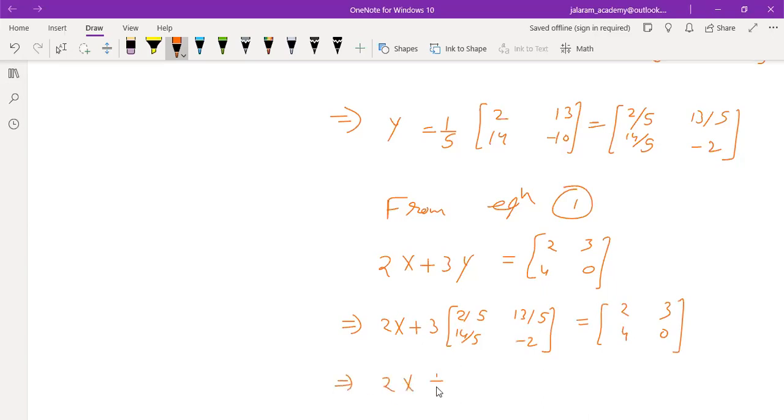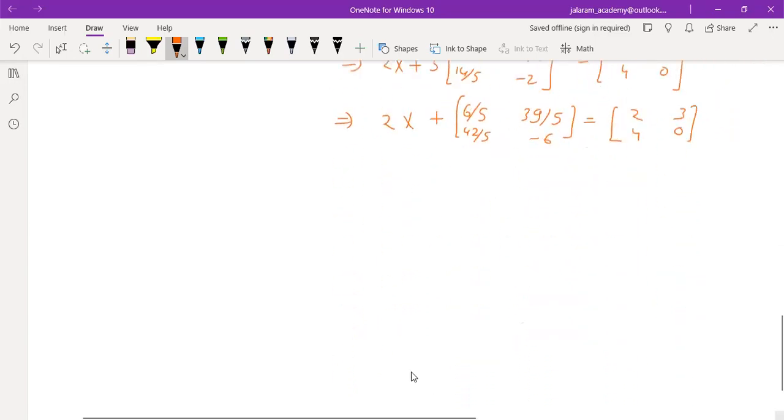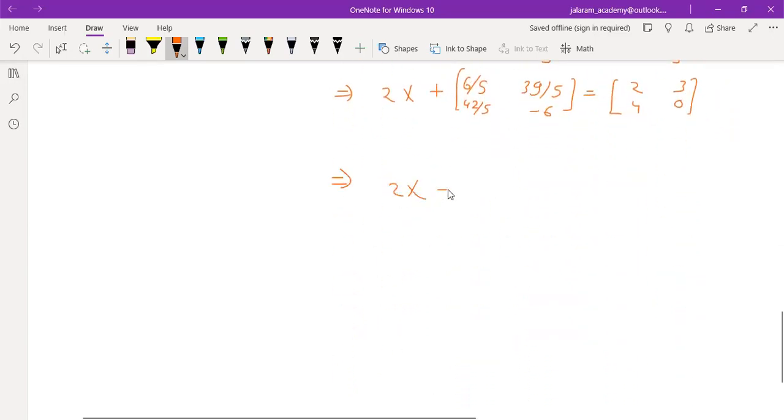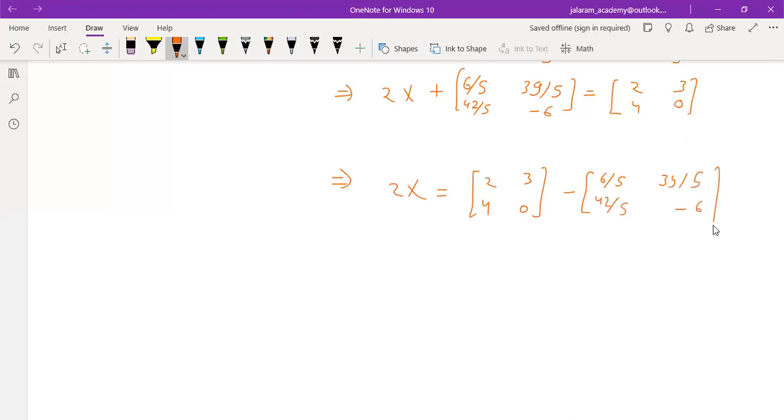It implies 2x plus we multiply all elements by 3: 3 times 2 by 5 is 6 by 5, 3 times 13 is 39 by 5, 3 times 14 is 42 by 5, minus 6 equals to 2, 3, 4, 0. It implies 2x equals to the matrix on the right hand side minus 6 by 5, 39 by 5, 42 by 5, minus 6.